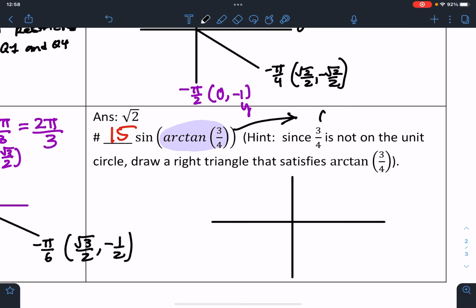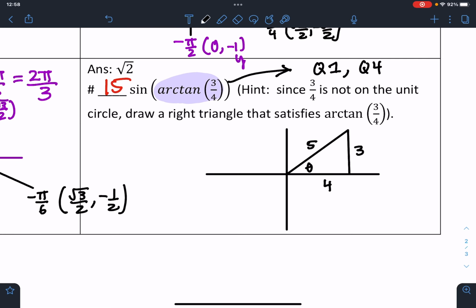tangent is restricted to quadrant 1 and quadrant 4. Since it's 3 over 4 and it's positive, we know that we're in the first quadrant. This is theta. Tangent means opposite over adjacent. And if you do Pythagorean theorem, you should figure out that this is 5, or you should know that this is a 3, 4, 5 triangle. So the question is asking me, what angle gives me 3 over 4? I know this is going to feel like cheating, but the answer to that, everybody, is just theta.